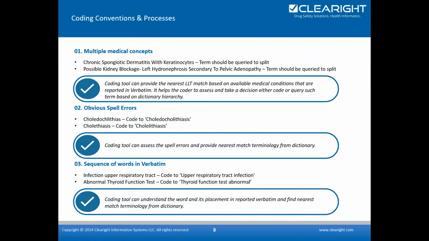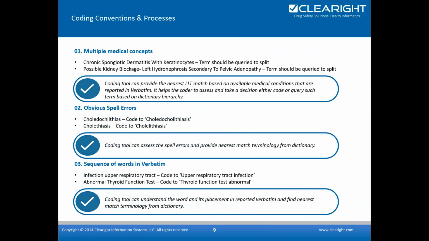So now I would like to put forward a few examples to see the feasibility of AI and ML. These are a few examples, but we should not restrict ourselves to only these. However, in the interest of time, I took a few concepts or conventions from the learning. So the first concept is multiple medical concepts, in which I've given two examples. The first one is chronic spongiotic dermatitis with keratinocytes. Here we know, with experience, that these are completely different medical conditions. So we can go ahead and split this term. The second term is the possible kidney blockage, left hydronephrosis secondary to pelvic adenopathy.